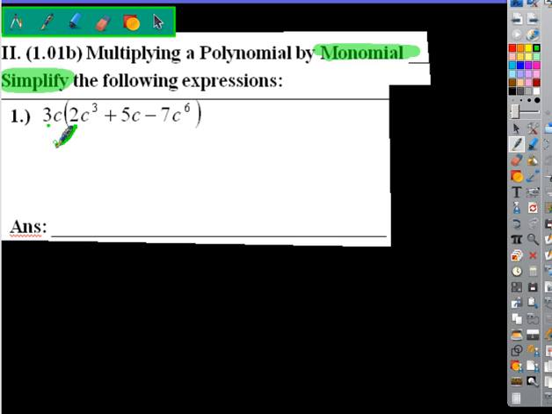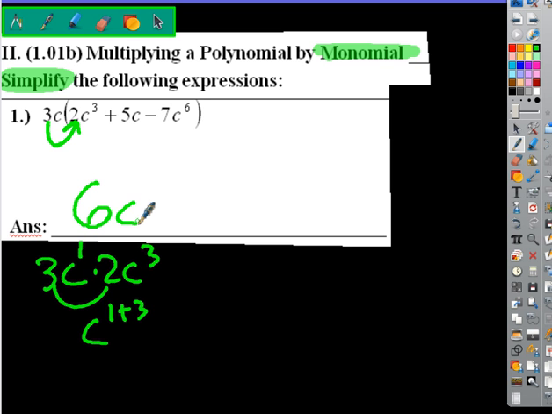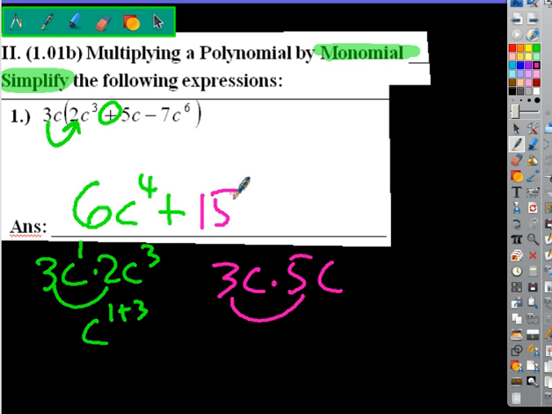So it's going to be 3c times 2c cubed. So 3c times 2c cubed, I've got the 3 times the 2 is 6. I'll write it in the answer space. And I've got c times c cubed, so that's c to the first times c cubed, so that's c to the 1 plus 3, c to the fourth. This is a positive 3, so the signs will stay the same. So I've got a plus, and now I've got 3c times 5c. 3 times 5 is 15. C times c is c squared.